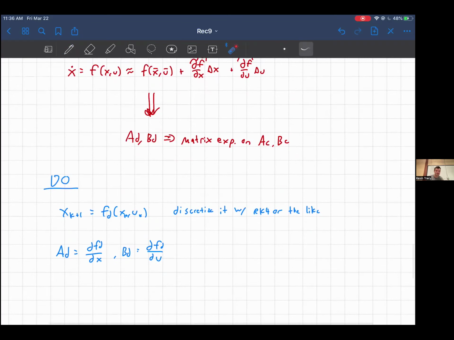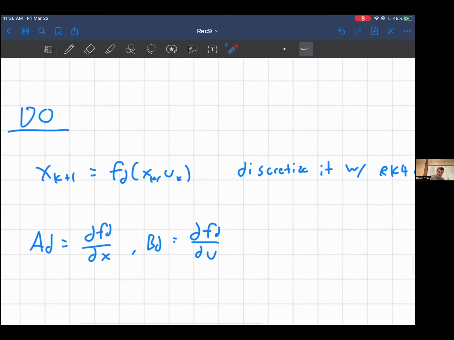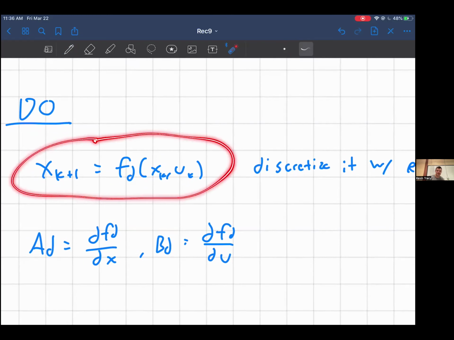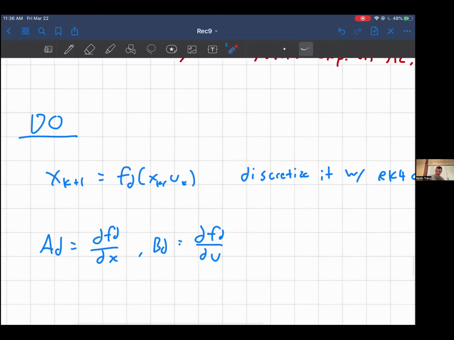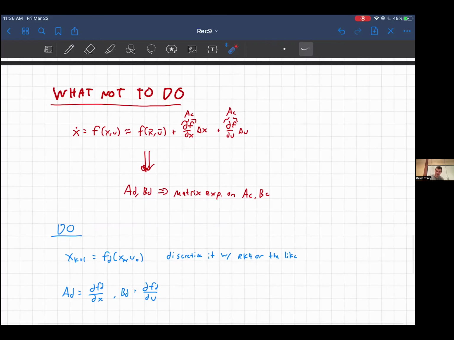What you should do is very simple. You should just always discretize your system like this, and then go ahead and linearize that system itself. It's very straightforward. In this class, everything that we've taught you so far, we are not using continuous time anything. So we are never trying to linearize continuous time stuff. We are always trying to linearize discrete time stuff. So the first step is always to discretize. If I have a nonlinear system, go ahead and discretize it with RK4. This is what we do in all the homeworks.